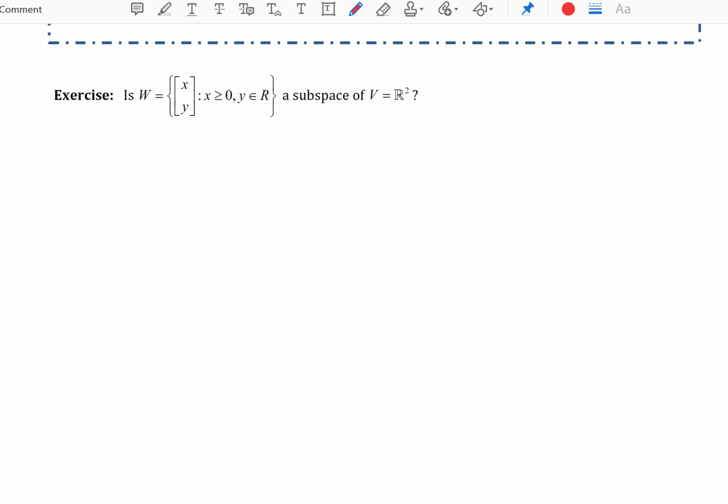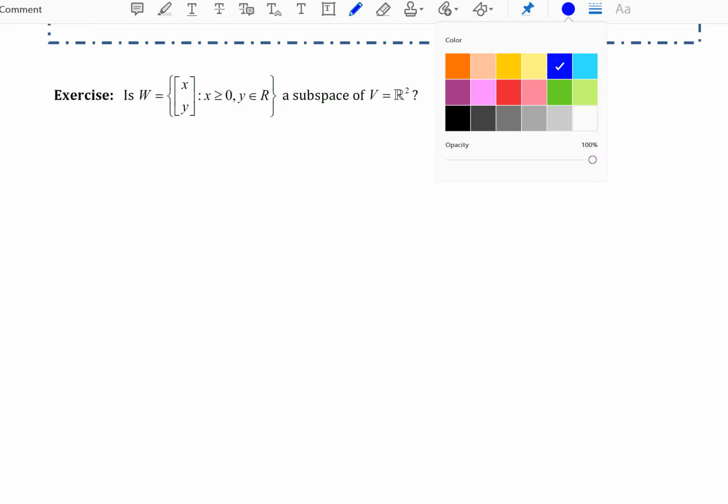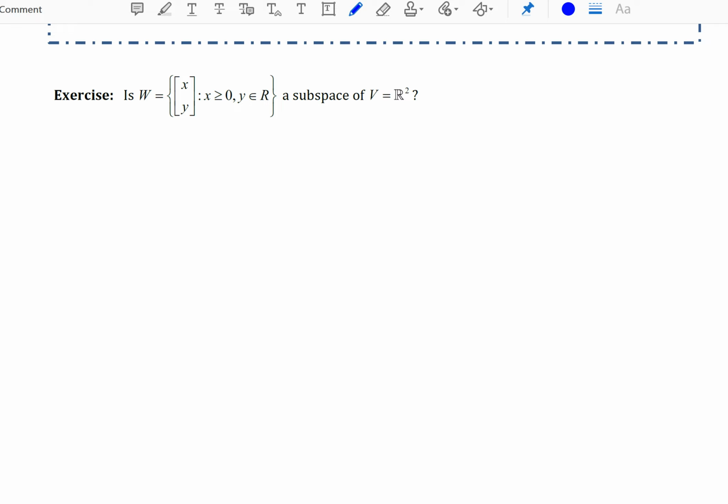So consider this set W that's given. It's the set of ordered pairs where x is always greater than or equal to 0. Is W a subspace of R2? Now there's different ways you could approach answering this question, but sometimes I find it easy to give some typical elements.